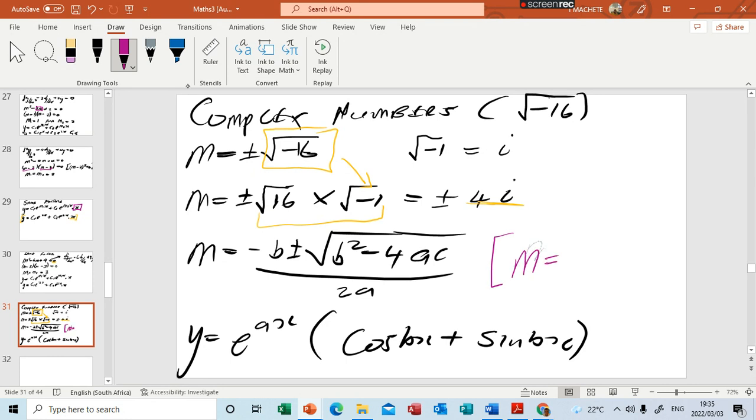When you try to find factors, you'll get m equals a plus or minus bi. It's the same as this. What I just wrote there is the same as this, is the same as that.